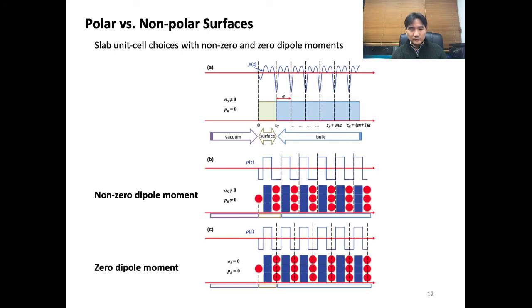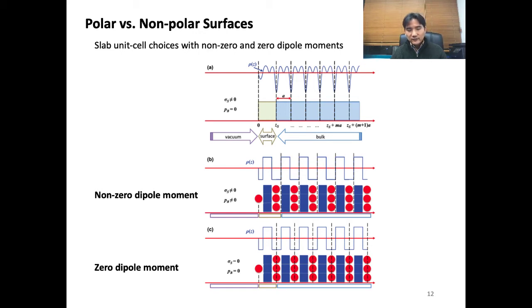So for the non-zero dipole moment case, if you look at how we slice the unit cell, you can see the summation of plus and minus charge is 0. And because of our choice, we leave the surface electron that is half filled, isolated and dangling, and therefore we have a non-zero dipole moment, we have non-zero surface charge.